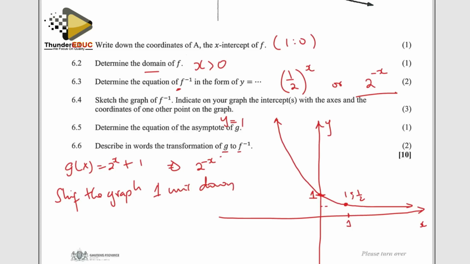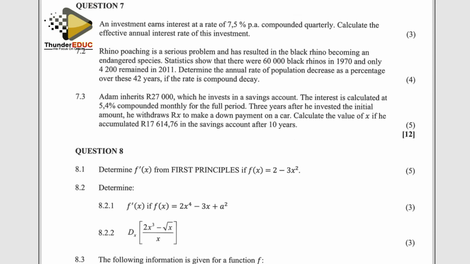Then the 1 falls away. And then you reflect the graph about the y-axis, because when you reflect about the y-axis, the sign on the x must change. So even if they just tell us shift the graph 1 unit down, reflect the graph about the y-axis, you get your 2 marks for that. That is question number 6.